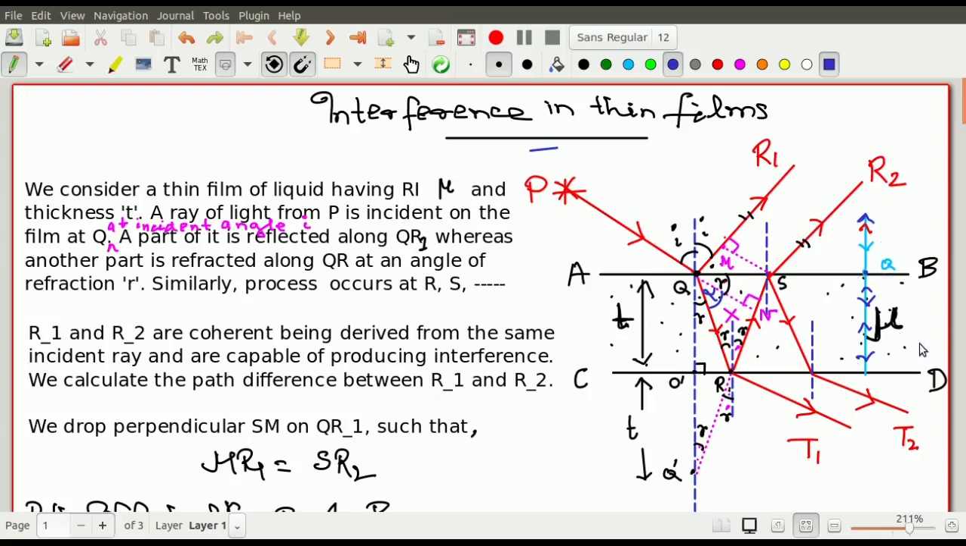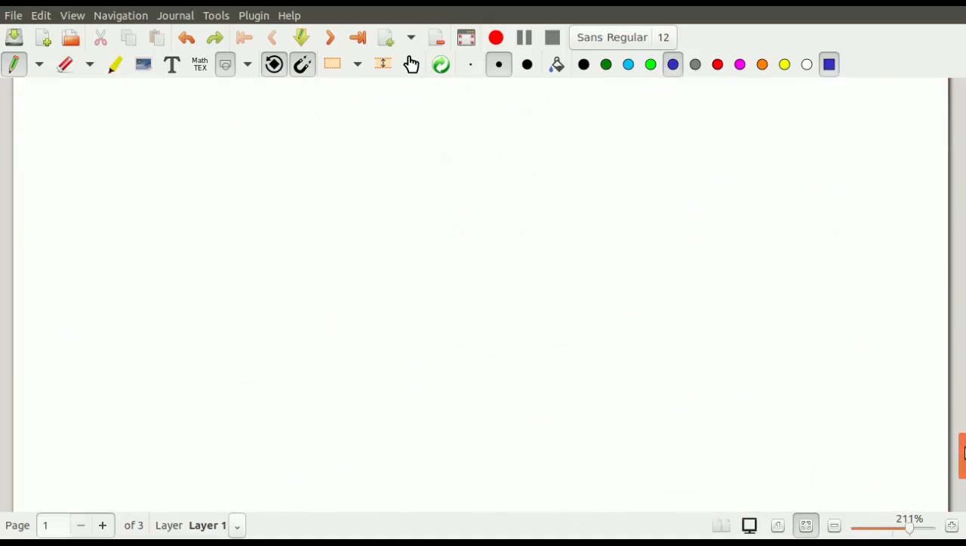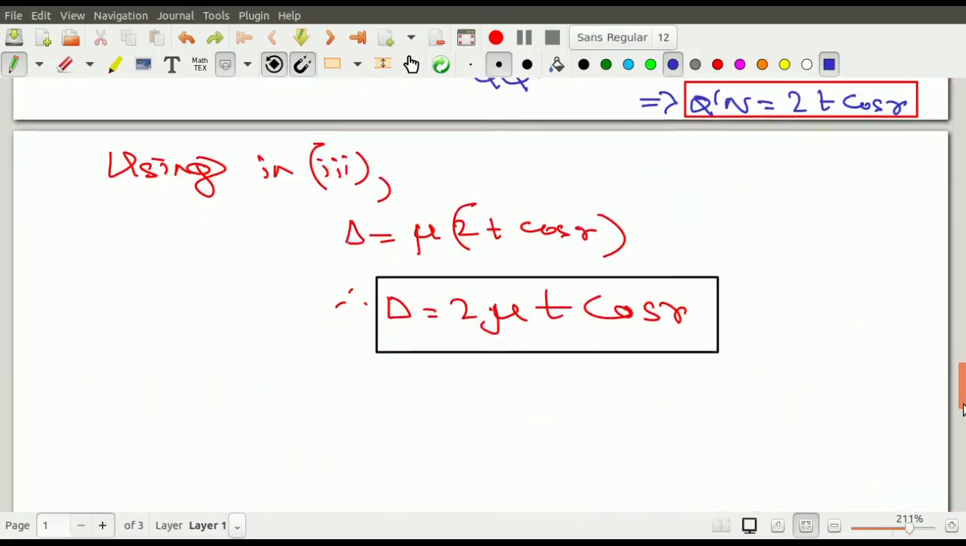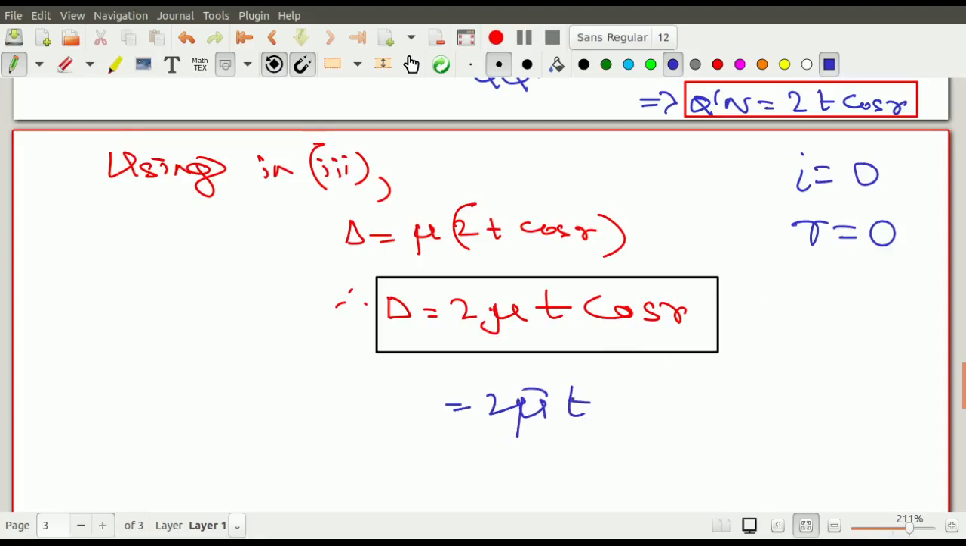Is it clear? So I have made you understand from here what the path difference is for a normal incidence, and you can check it from this mathematical result also. I explained it physically from the diagram, that it is twice t, and from here also you will understand that it is really twice t, because if the angle of incidence is 0 degree, then definitely the angle of refraction will also be 0 degree, and cosine of 0 is 1, so it turns out to be twice mu t. You understand why mu is there, because you have to multiply the actual path with the refractive index. The physics behind it has already been discussed somewhere else, that is why we multiply with mu.